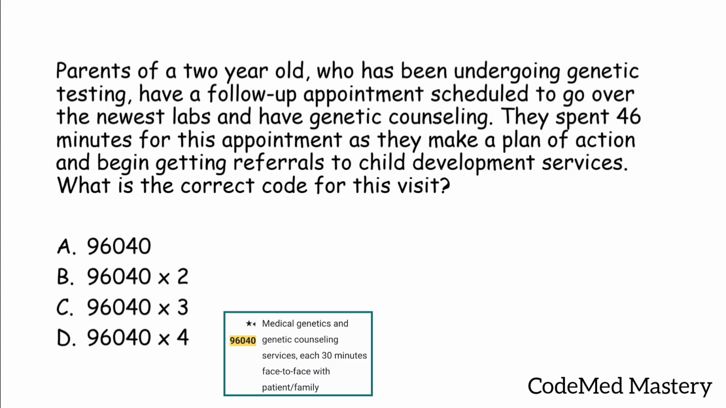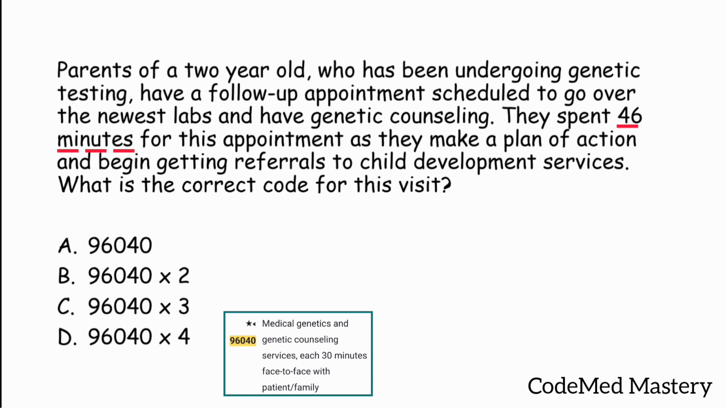Now read the question. Parents of a 2-year-old who has been undergoing genetic testing have a follow-up appointment scheduled to go over the newest labs and have genetic counseling. They spent 46 minutes for this appointment. I will highlight the time 46 minutes. As they make a plan of action and begin getting referrals to child development services. So, which is the correct code? They have mentioned they spent 46 minutes for this appointment. The code 96040 is for each 30 minutes face to face.